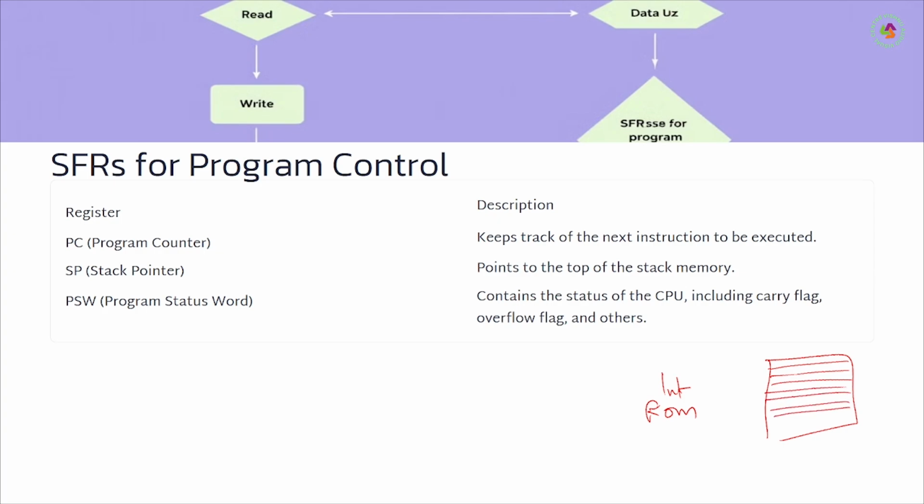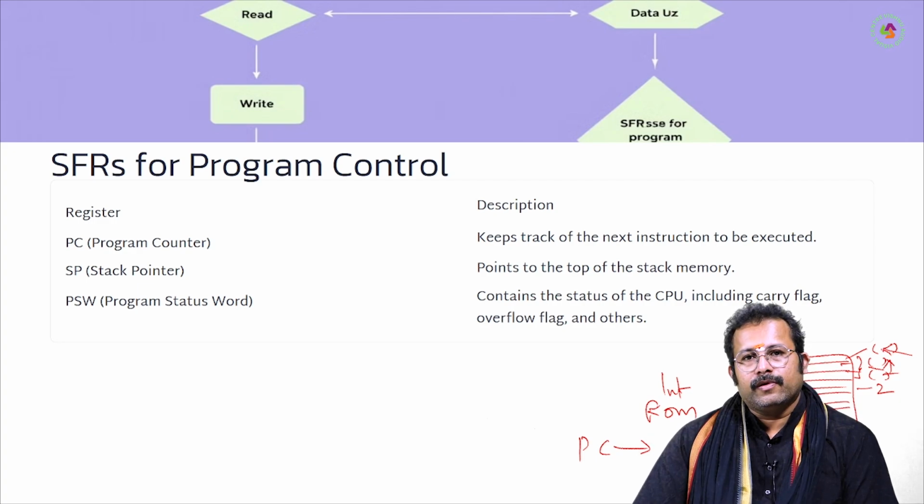If the first instruction is of size 3 bytes, it will occupy 3 memory locations. If the second instruction is 2 bytes, it will occupy 2 memory locations. Every memory location will have a specific address. This address is pointed out by the program counter. For the first instruction, the program counter points to the starting address of the instruction. Once it points out, that is the instruction that is going to be fetched next.